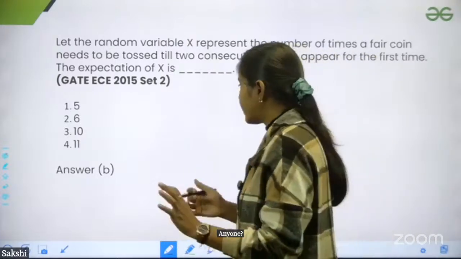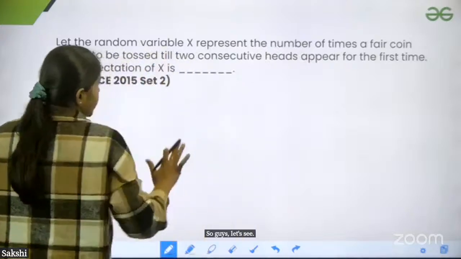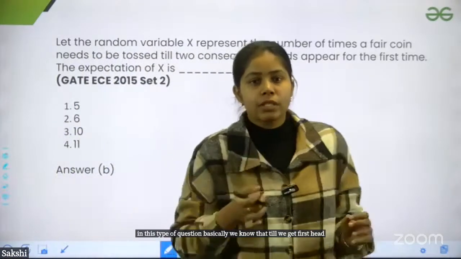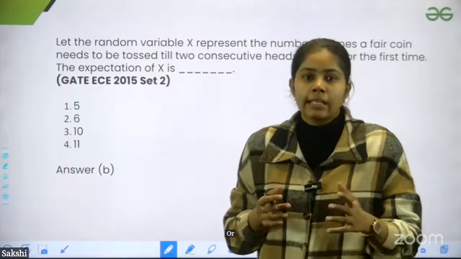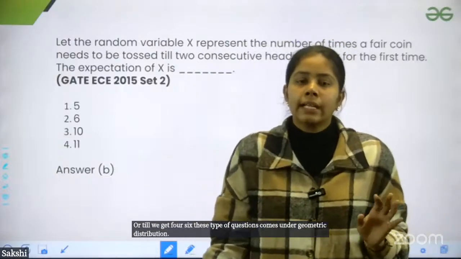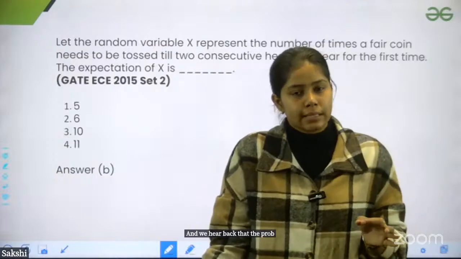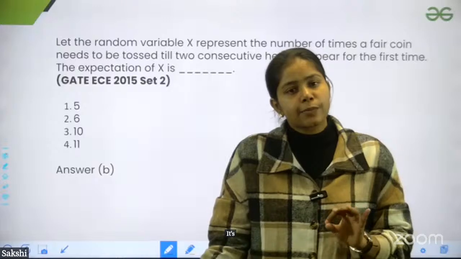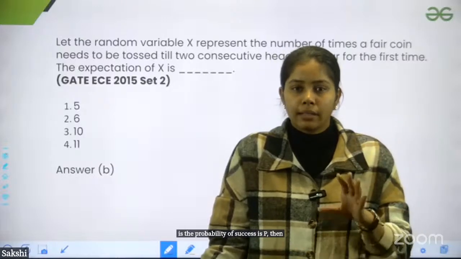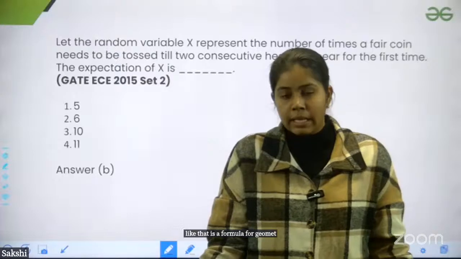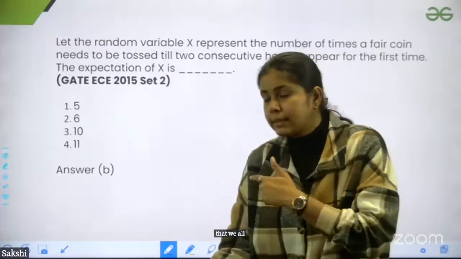So guys, in this type of question, where we wait till we get the first head, the first tail, or the first six, these questions come under geometric distribution. If the probability of success is p, then the expectation would be 1 by p. That is the formula for geometric distribution that we all know. But here something is different.